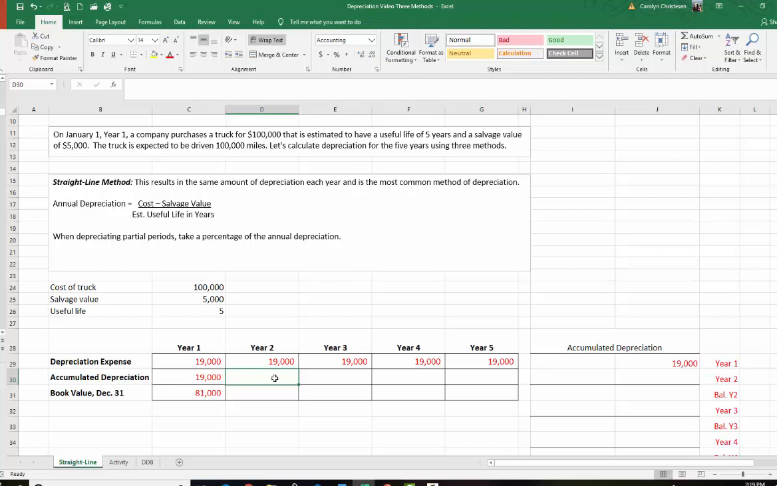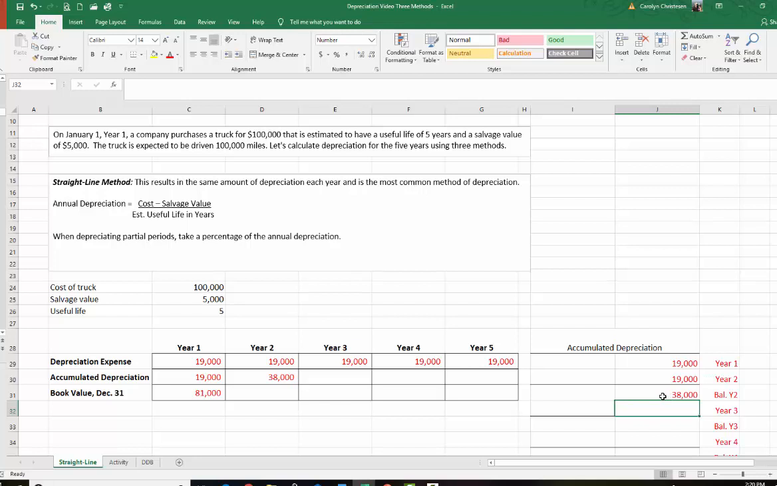Well, our accumulated depreciation is equal to our accumulated depreciation from the prior year plus this year's depreciation. So in this case, remember, straight line is very simple. It's going up by $19,000 every year. So our year 2 depreciation expense is $19,000. And what happens to our accumulated depreciation? We could see it here. It's last year plus this year. It's $38,000 at the end of year 2.